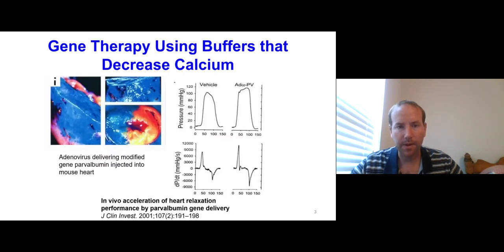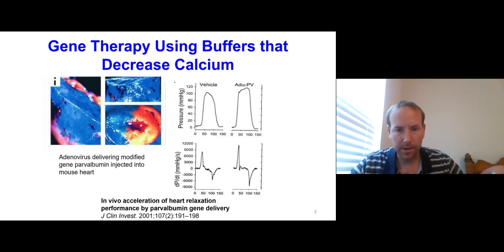Because of its importance, calcium is at the heart of many attempted therapies for heart failure. One example of this is gene therapies that are designed to express proteins that buffer calcium, with the idea that decreasing calcium would be beneficial for heart contraction.